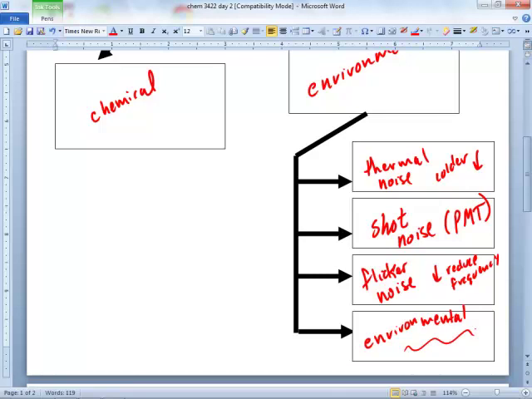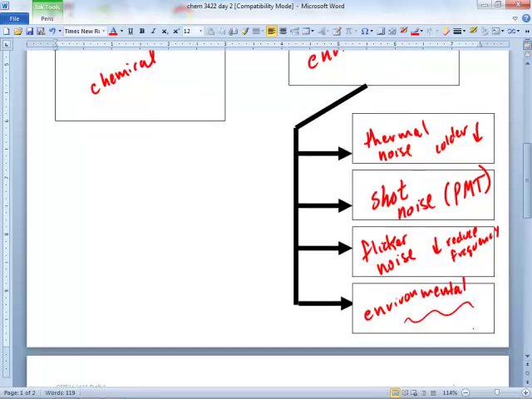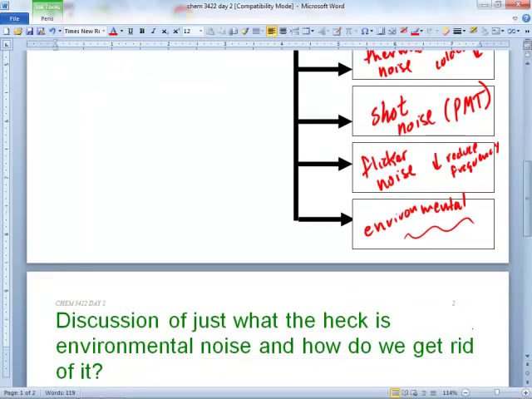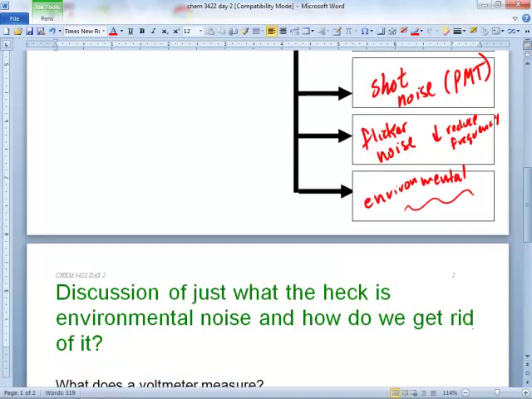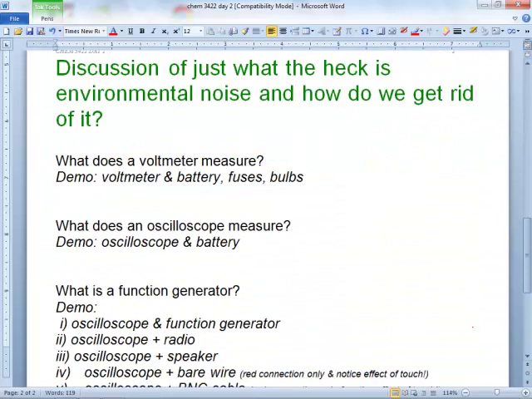But environmental noise is one of the biggest areas we can really focus in on and give you some insights into that type of noise. So let's take a closer look at environmental noise and how you get rid of it. So I think it'd be good first to witness and experience this stuff. So that's what I have over here.